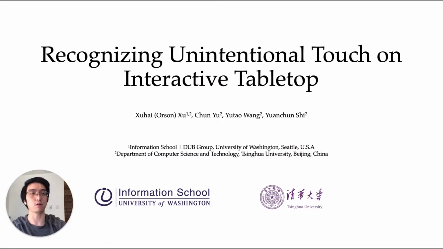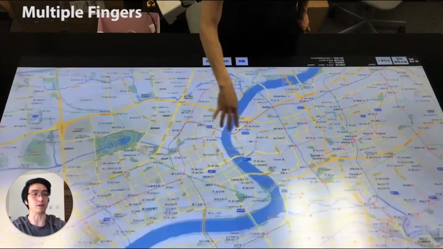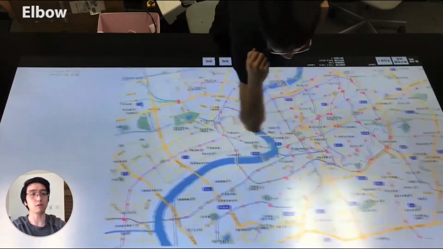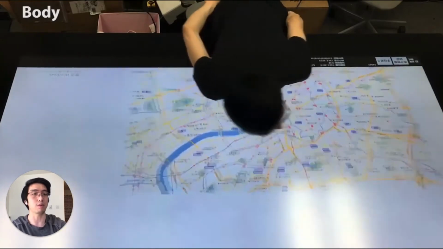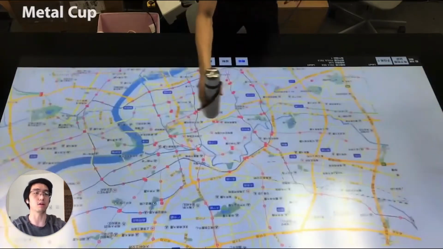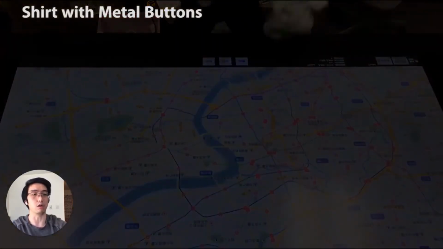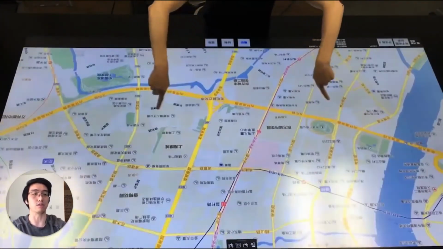The paper I'm going to present today is Recognizing Unintentional Touch on Interactive Tabletop. Multi-touch tabletops are designed to combine the benefits of a physical table and a digital computer. However, most tabletops, especially those with a capacitive display, cannot discriminate between touch events that are generated by different objects. Any part of a human body or metal can easily generate touch events on the tabletop.